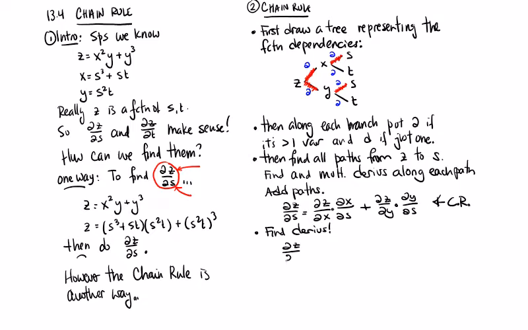Then what we do is find those derivatives. So we go back to the beginning, to where our functions were given, and we actually just find those derivatives. So partial z, partial x is 2xy.